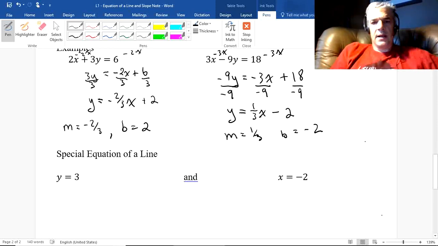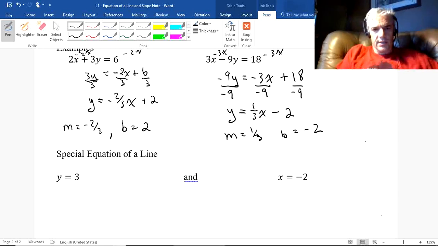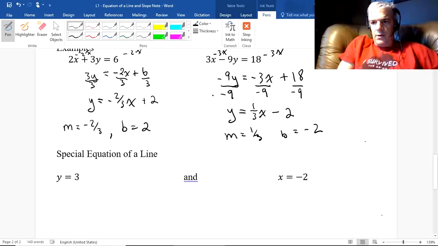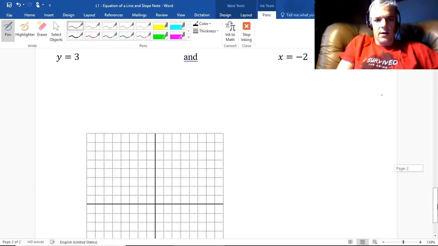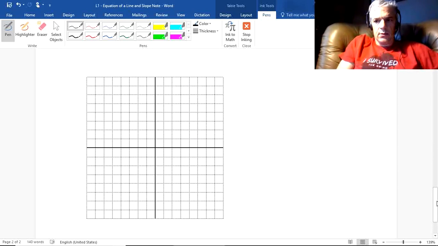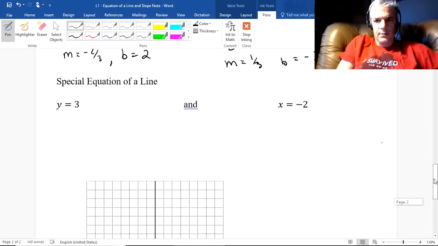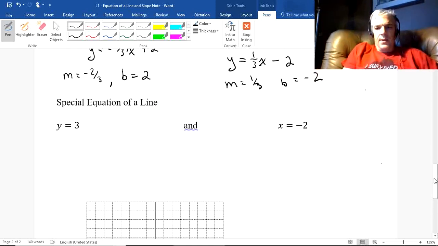Now there are some special equations, okay? So I'm just going to move down a little bit here and show you them. They are really quite unique, and that is, oops, I scrolled down a little too far. Let me see if there we go, back up.